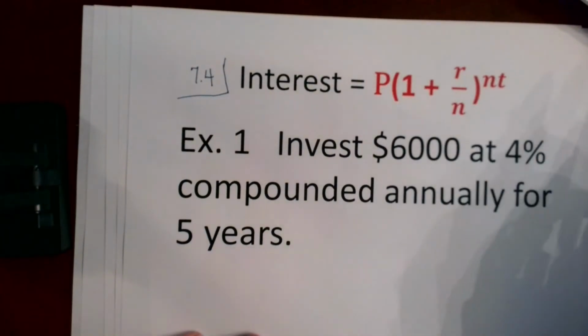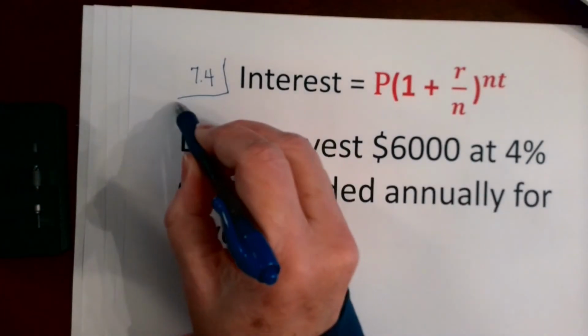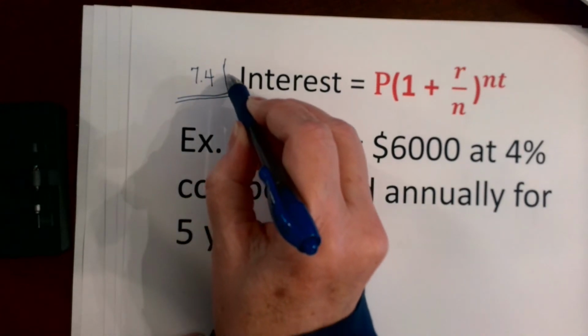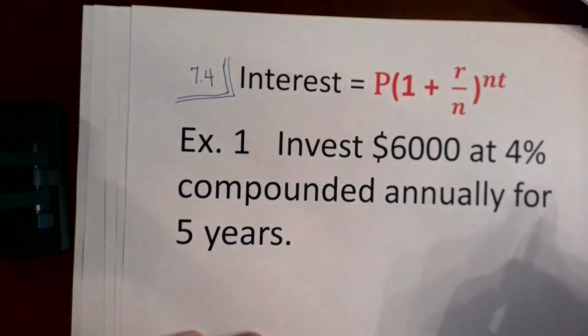This is the remainder of section 7.4. It's about interest and also about mental estimation. It's our last section. Here we go.